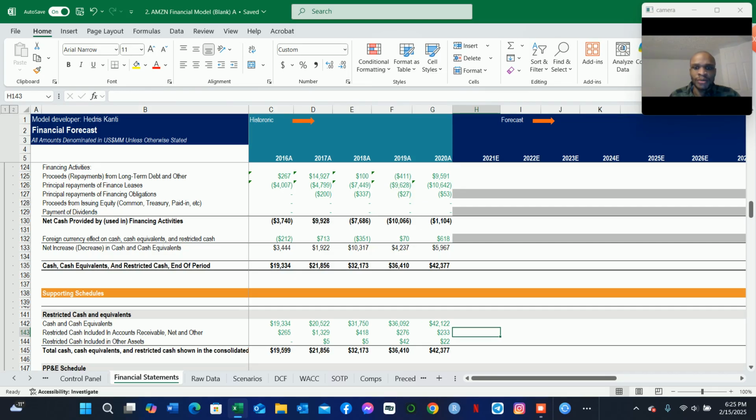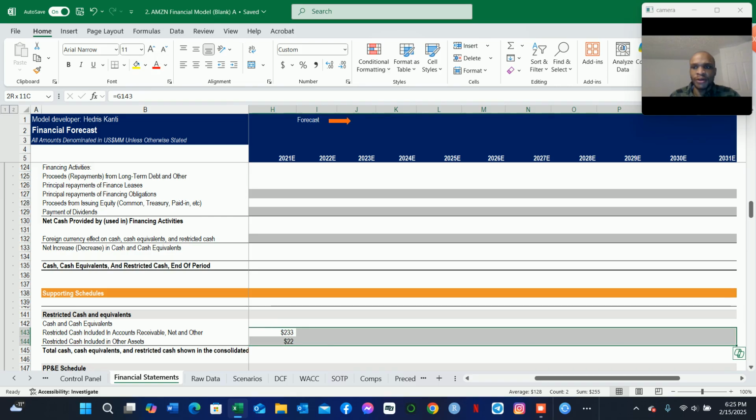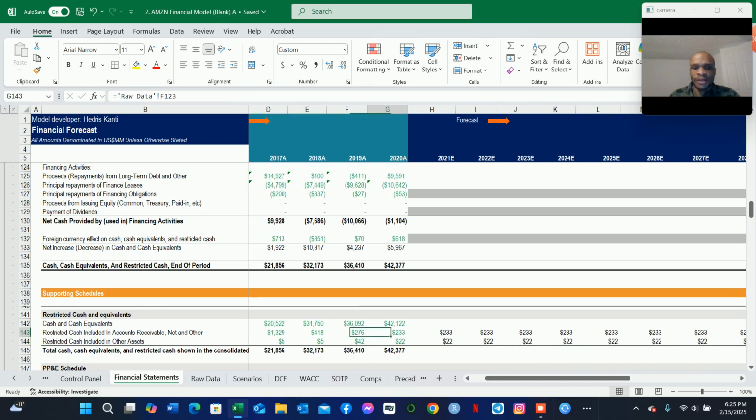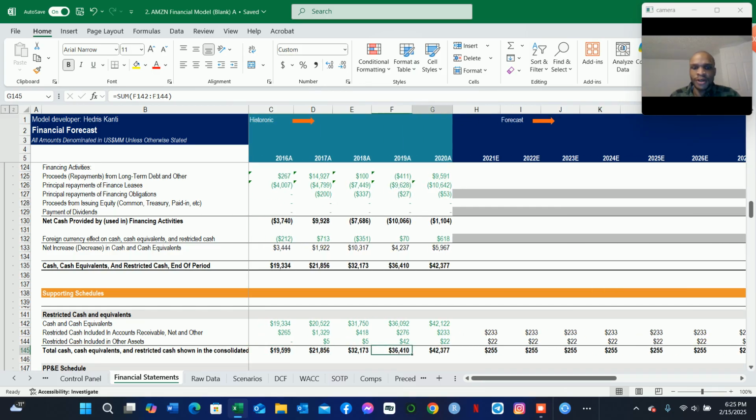We can set this to be equal to the prior period. So we know that it's going to remain flat. So we can fill this all the way to the end of the decade. We have that in place now. We can also fill the total cash and cash equivalents right to the end of the decade.